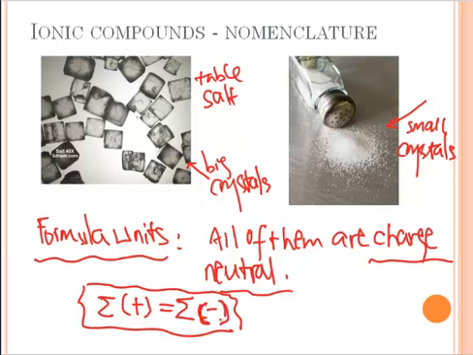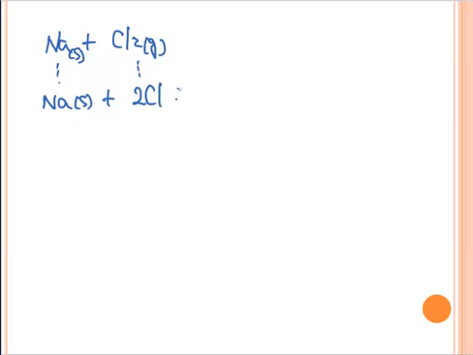Okay, so then let's take a look at what happens when sodium meets chlorine gas. This is a solid, this is a gas. What will happen is the sodium is still going to be a solid, but now the chlorine is becoming separated, and those are becoming two chlorine atoms in the gas phase.